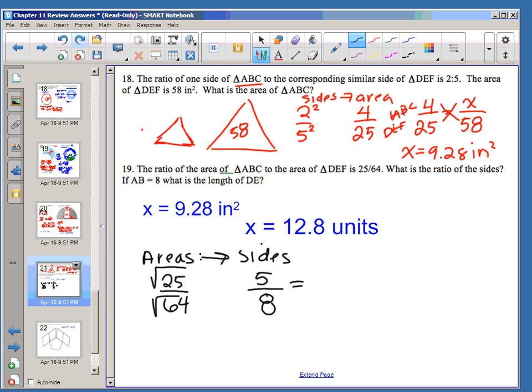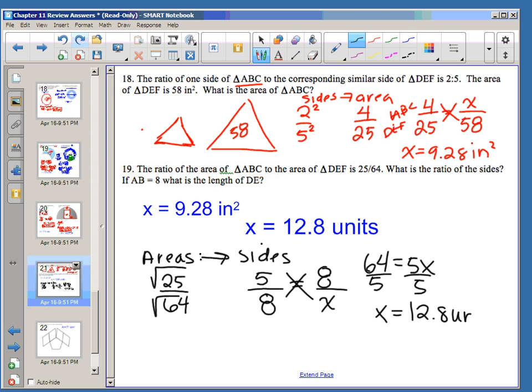All right, so when I set up my proportion, I have 5 over 8. Again, that's ABC over DEF. So if AB is coming from the first triangle, that's going to go on top. And DE is coming from DEF on the second triangle, so that's going to go on the bottom. Cross multiply, I get 64 equals 5x. So x is going to equal 12.8 units.